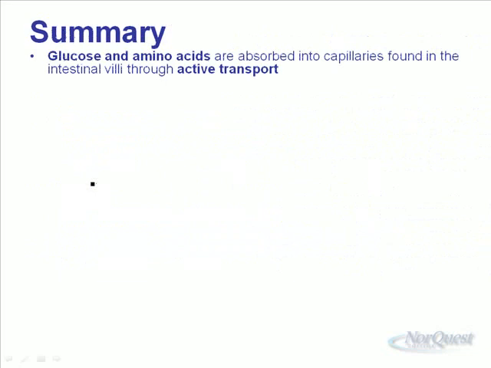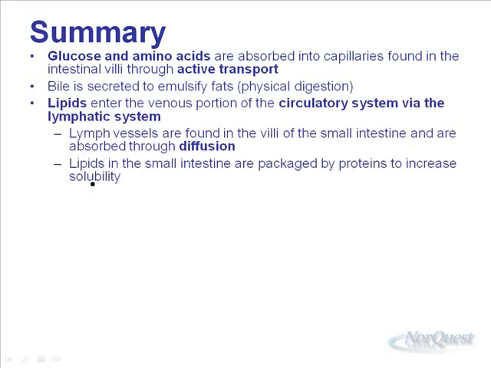So, from this lecture, in terms of absorption, you should get the idea that glucose and amino acids are absorbed into capillaries found in our intestinal villi through active transport. We also got the idea that bile is secreted to emulsify the fats. It's physical digestion, and then those lipids enter our venous system through our lymphatic system. So it's actually two steps. First, they're absorbed into lymph by diffusion, no more active transport. Then they're packaged by proteins, and then they're carried to our circulatory system. And they don't actually enter our blood until they've been transported by lymph vessels up into our chest.